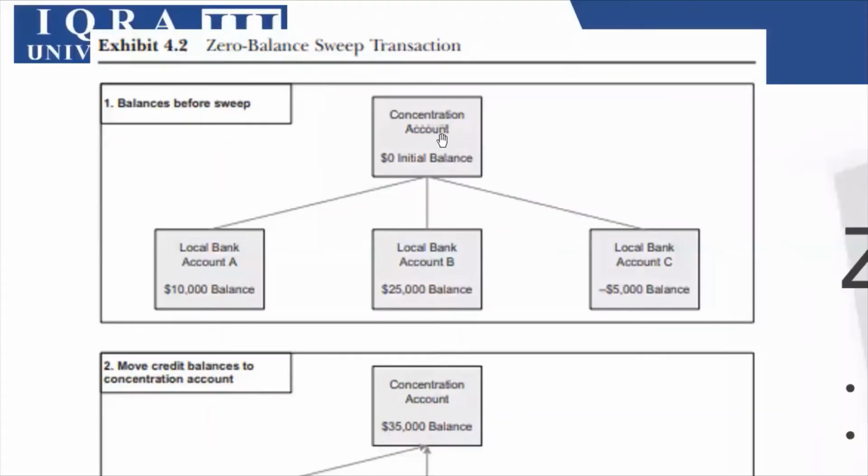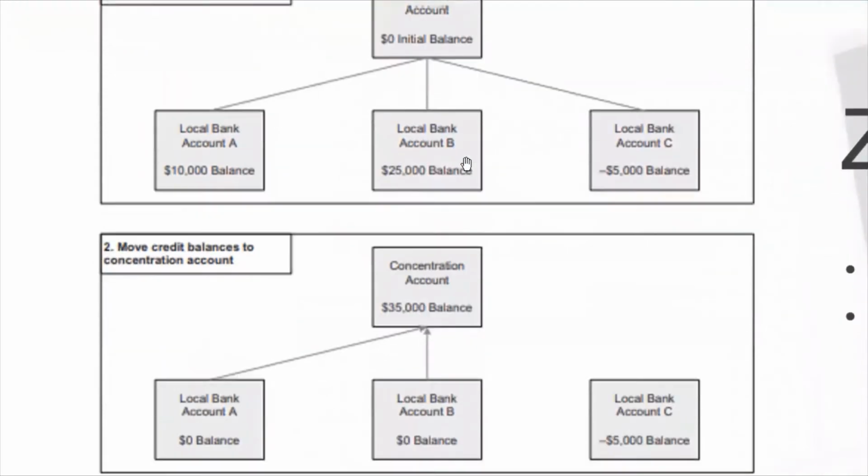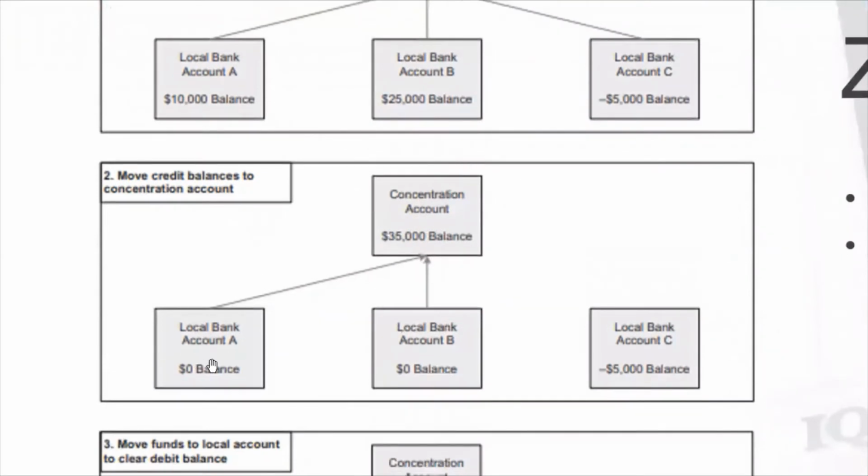Over here you can see the concentration account has a zero initial balance, and local bank account A has 10,000. Then local bank account B has 25,000 and local bank account C has a negative 5,000 balance. Now what will happen first is that the positive account balances will be shifted to the concentration account. So the 10,000 balance and the 25,000 balance have been shifted to the concentration account. The negative balance is not yet shifted.